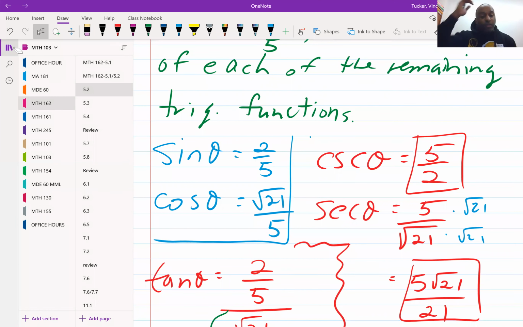All right. So before we go to tangent, any other questions? So that's cosecant and secant.